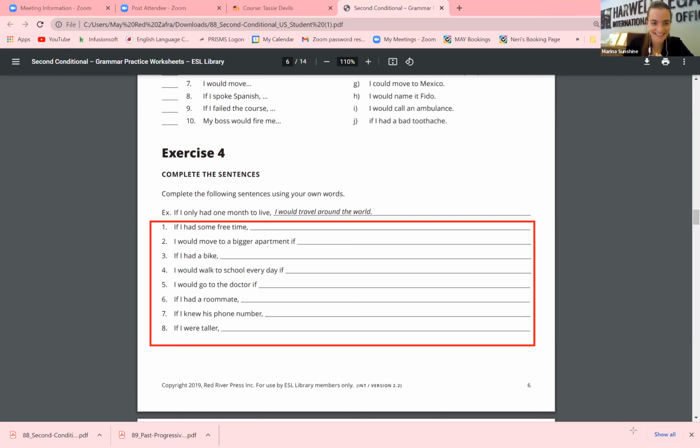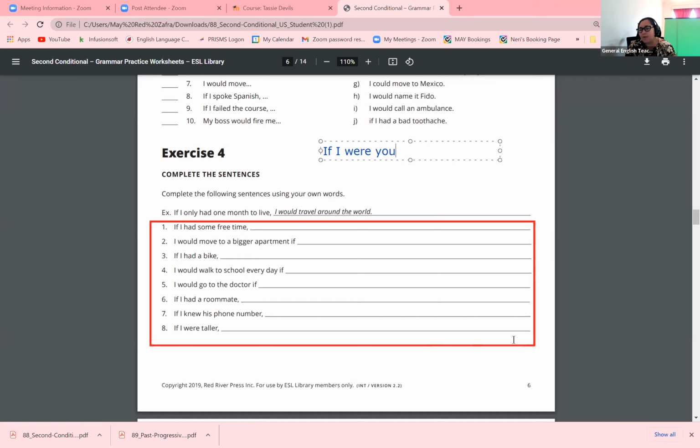Marina? Okay. I would go to the doctor if I was sick. Yes, correct. Keep going. I would go to the doctor if I were sick. If I was sick. We only use were if the sentence is if I were you. Other than that, we don't. If I were you, yes. But other than that, we use was. Okay? Okay. If I were you, I would marry a rich man. So this is because you are using you. But if not, we use was.